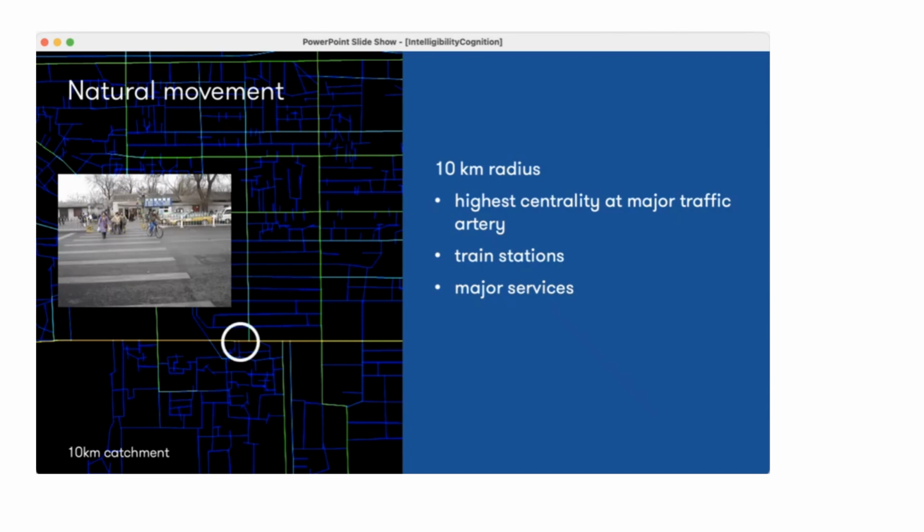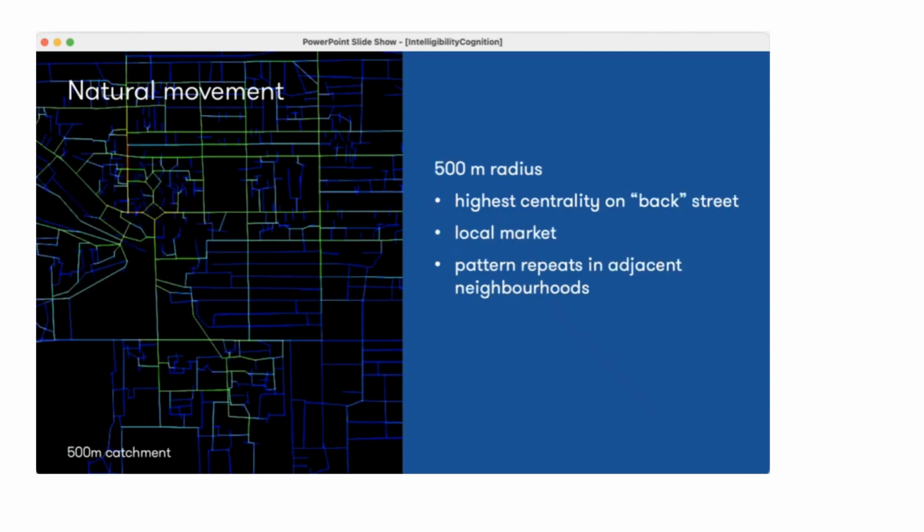This is a major route through. It's the kind of place you might find train stations, major services, and so on. The kind of things that are relevant for a 10-kilometer radius. But if you look at it at a much smaller radius, 500 meters, so half a kilometer, sort of easy walk out to the shops and so on, you see something very different.